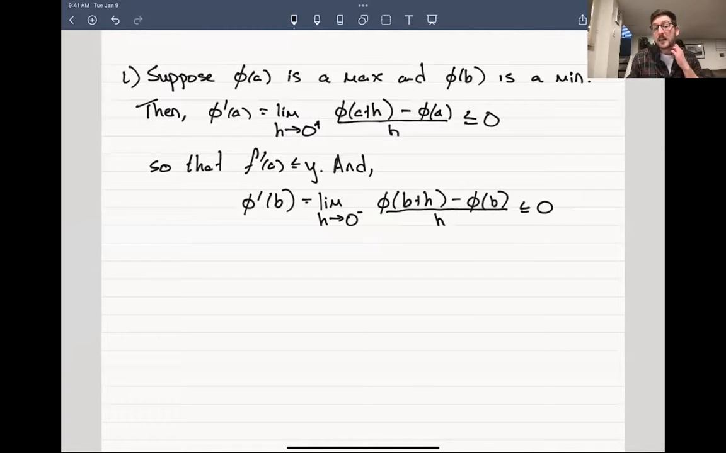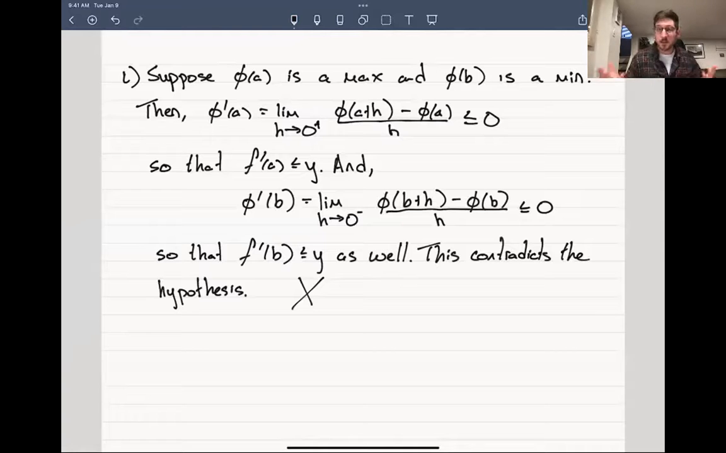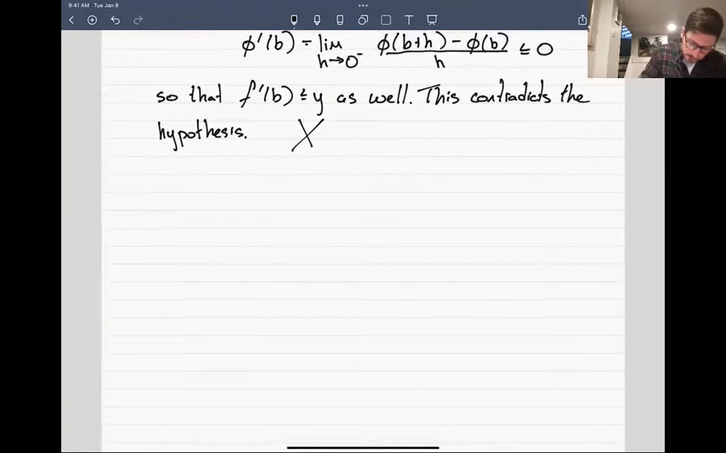And from exactly the same arguments as above, this also gives that f prime of b is less than or equal to y as well. Now, this is impossible, right? We already assumed that y is between f prime of a and f prime of b. So this contradicts the hypothesis. So no good. Let's put a big X there. This case doesn't work. Okay, what's the next case?